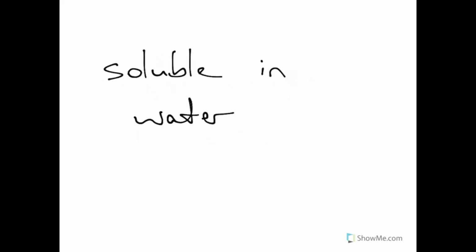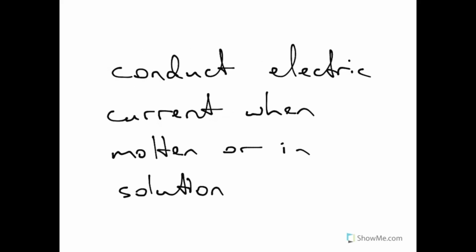Ionic compounds also tend to be soluble in water. This is due to the attraction of the polar water molecules for the positive and negative ions. Ionic compounds conduct current when molten or in solution. This is because the ions are free to move about. But when the compounds are solid, the ions are locked in place and a current will not be conducted.